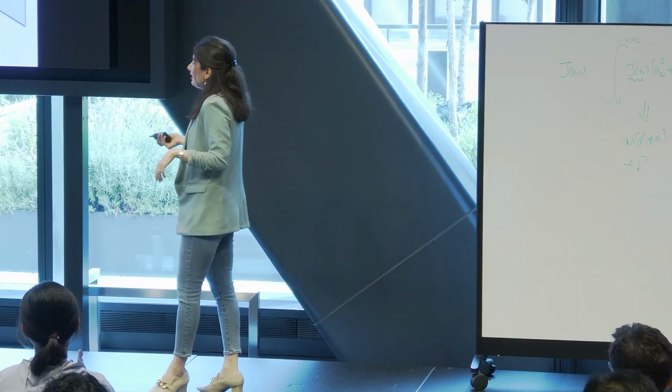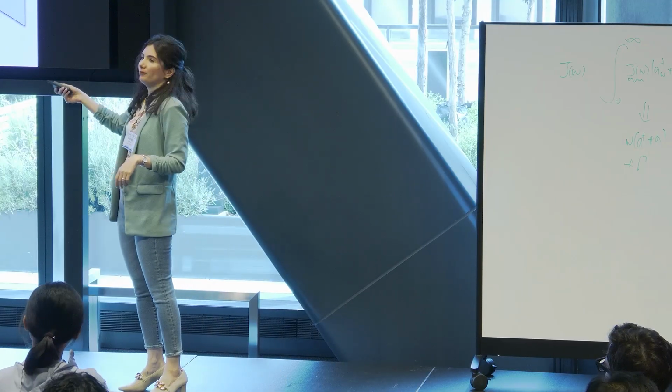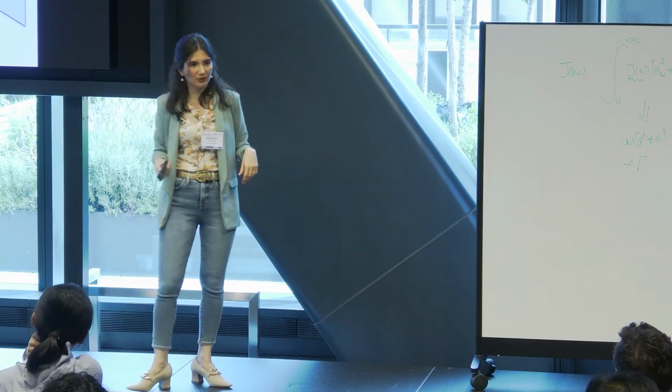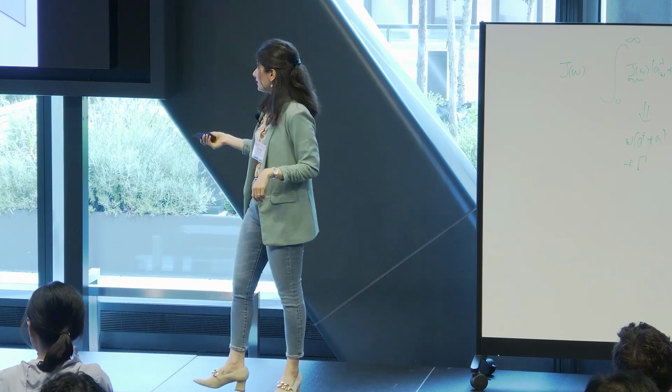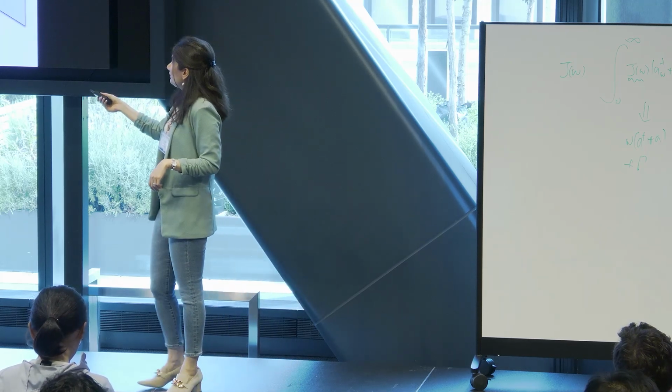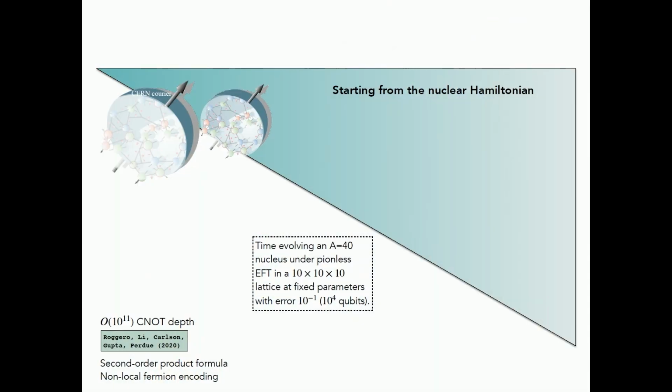Let's think about time evolving something like a calcium, which has 14 protons and neutrons in them, calcium-40. And we evolve it under certain effective field theories, which is the simplest one that you can think about in a 10 by 10 by 10 lattice. Fixed parameters. Now the error is set smaller, which is enough for these kind of problems. Already you see that you need 10 to the 4 qubits. So this is not too far in the future, hopefully. Okay? So this is maybe doable.